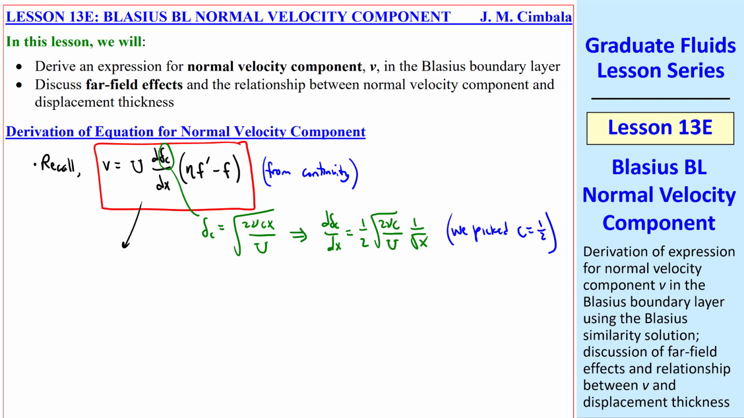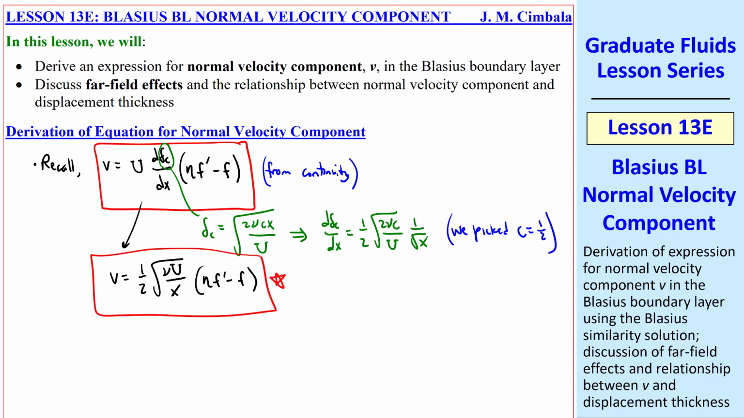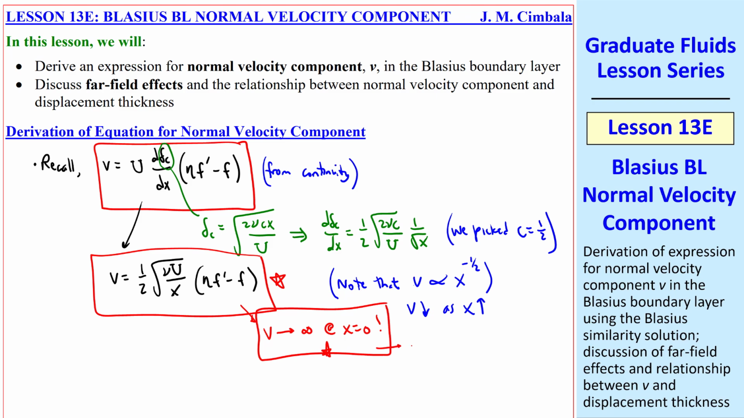And plugging in this derivative of delta c, we get v equal 1/2 square root of nu u over x, eta f prime minus f. This is our equation for v in terms of our similarity variables eta and f. One comment before I continue, we note that v goes like x to the minus 1/2. In other words, v decreases as x increases. In fact, v goes to infinity at x equals 0. So, as we already know, the leading edge of the Blasius flat plate is a mathematical singularity.